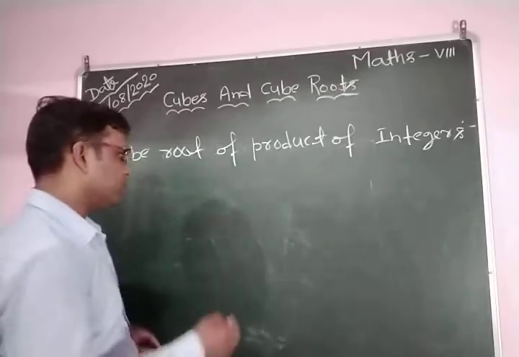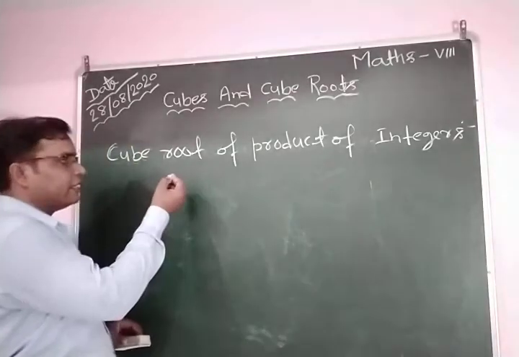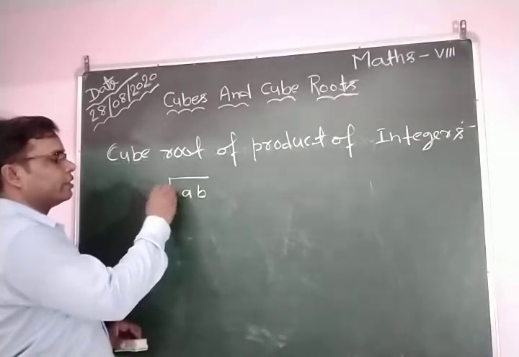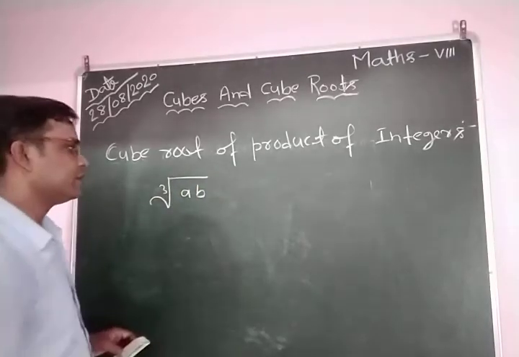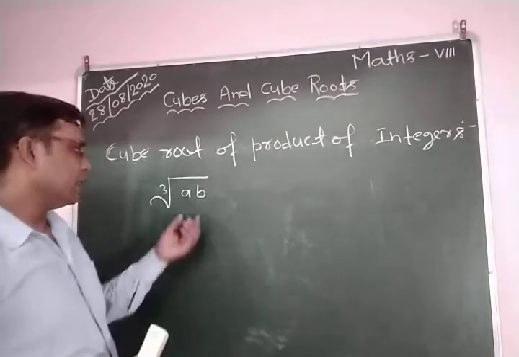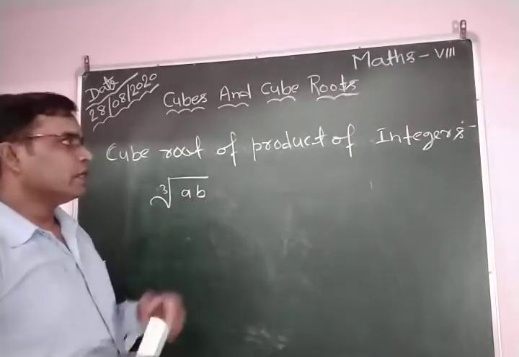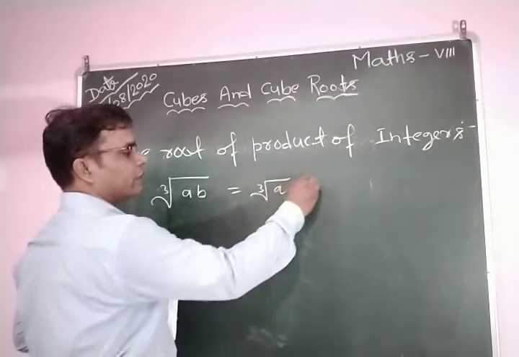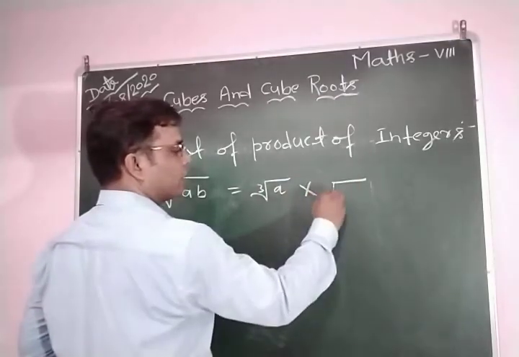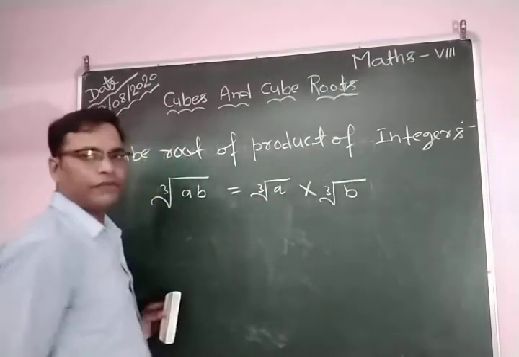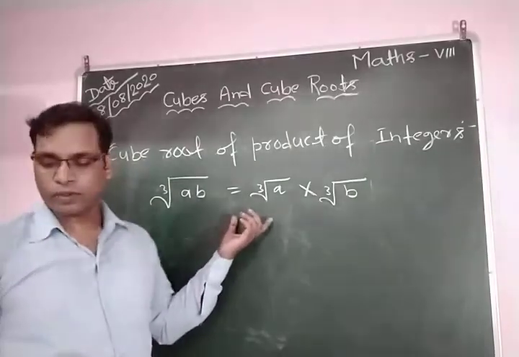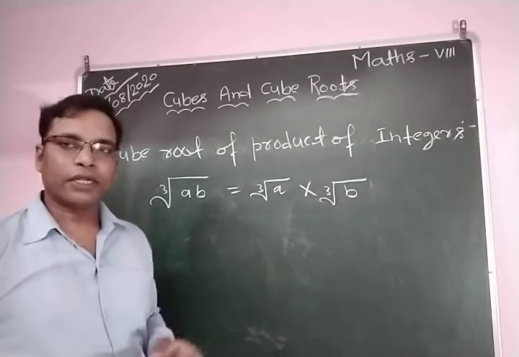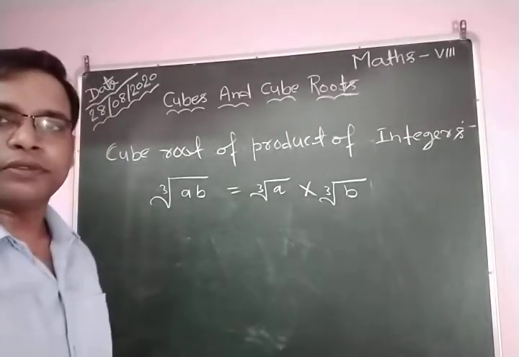Okay, so suppose two integers a and b, and their product is a into b. So you can write it as the cube root of a into b. You can write it as cube root of a into cube root of b. Okay, so take an example and find the product of cube roots.